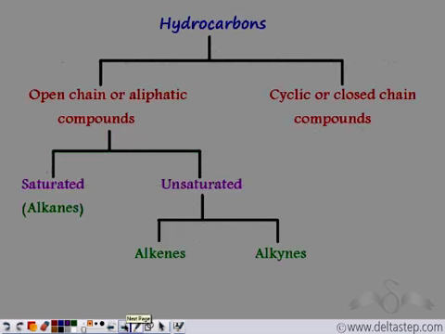So now let's revise the hydrocarbons. We've seen hydrocarbons are the compounds of hydrogen and carbon. They can be open chain or aliphatic, or they can be cyclic or closed chain compounds. Now when we talk of open chain or aliphatic hydrocarbons, we see that they can be saturated or unsaturated. Saturated, we have alkanes, that is the compounds of carbon linked to each other by only single covalent bonds. And the unsaturated hydrocarbons show the presence of a double or a triple bond. They can be alkenes, that is which contain a double bond, or alkynes, that is those compounds which contain a triple bond.